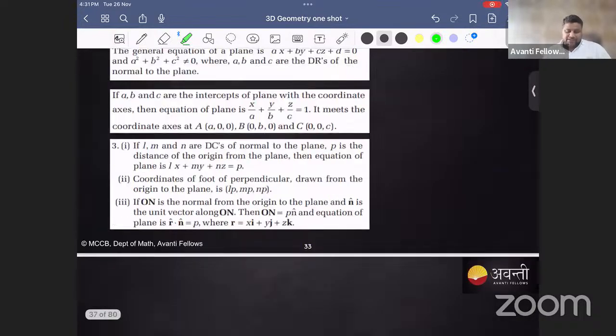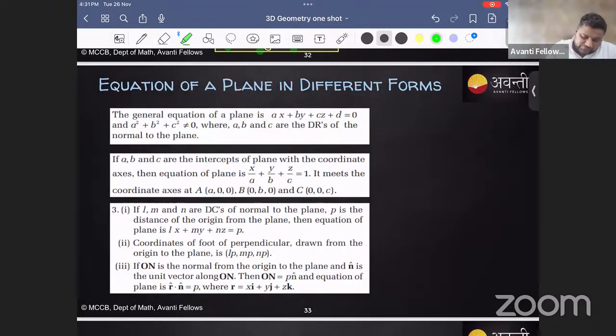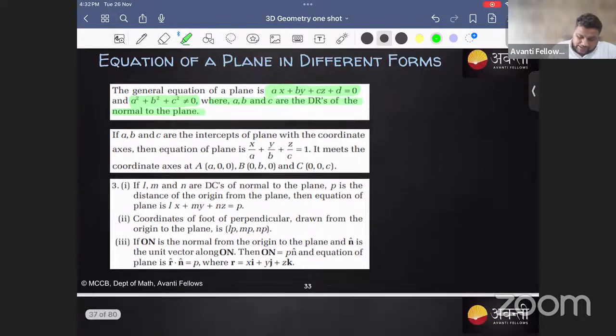So this is the very basic equation. Now see this. The general equation of a plane is ax plus by plus cz plus d equal to 0, and a square plus b square plus c square is not equal to 0, where a, b, c are the direction ratios of the normal of the plane. Now, if a, b, c are the intercepts of the plane with the coordinate axes, then the equation is x upon a plus y upon b plus z upon c equals 1.